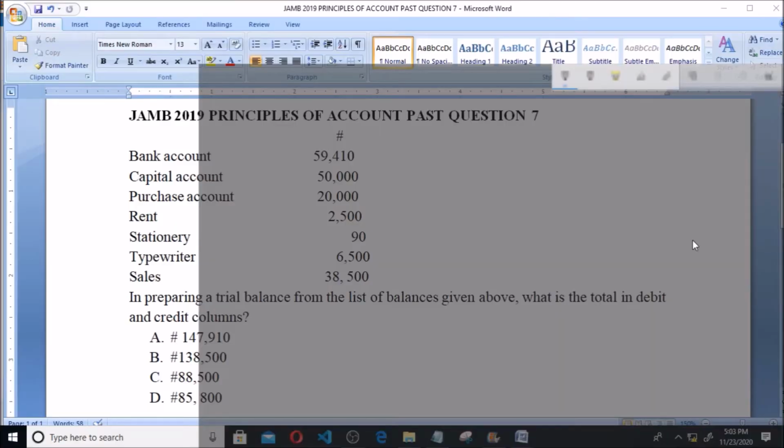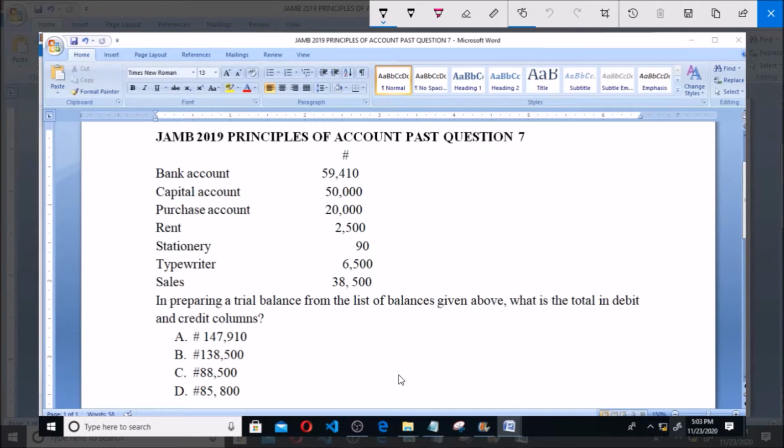Past question number 7. We are given information. Bank accounts 59,410 naira. Capital accounts 50,000 naira. Purchases accounts 20,000 naira. Rents 2,500. Stationery 90 naira. Typewriter 6,500. Sales 38,500. The question is, in preparing a trial balance from the list of balances given above, what is the total in debit and credit columns?